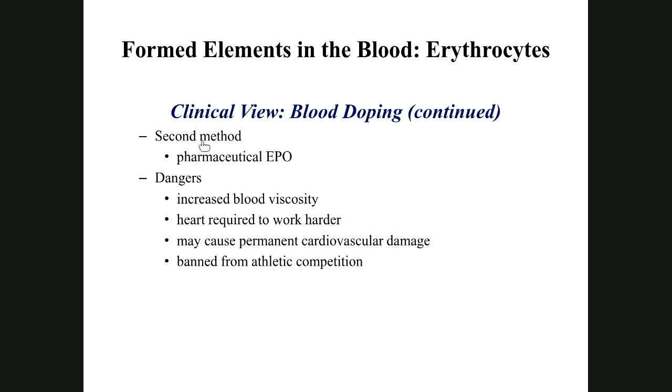The second method is by using EPO, by simply injecting EPO, and then that way it triggers that increased blood count. Now, as I mentioned, we're going to increase the viscosity that forces the heart to work harder, and now we're starting to cause permanent cardiovascular damage. It wasn't just the chance that he might have a heart attack while he was doping. Now he has caused permanent damage to his heart. And so that's the reason I said we're more than likely going to see Lance die of a heart attack eventually.